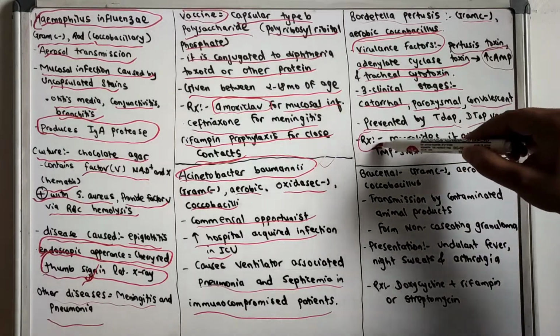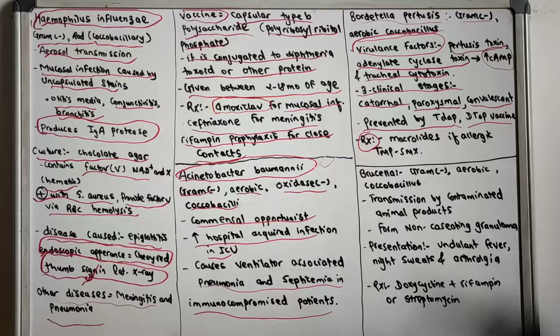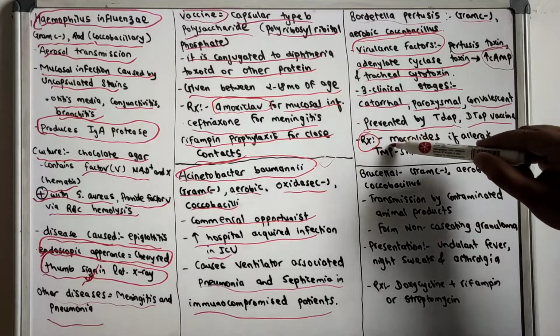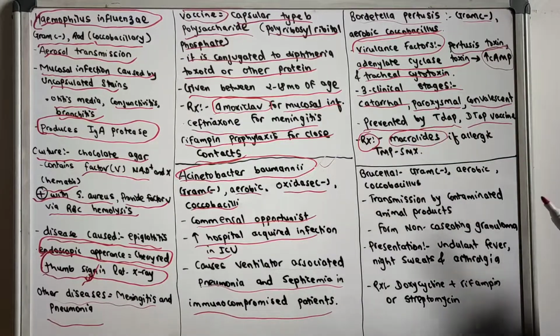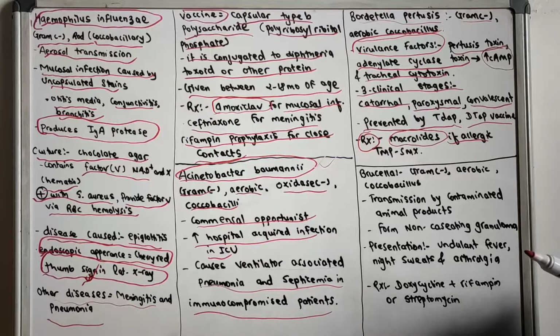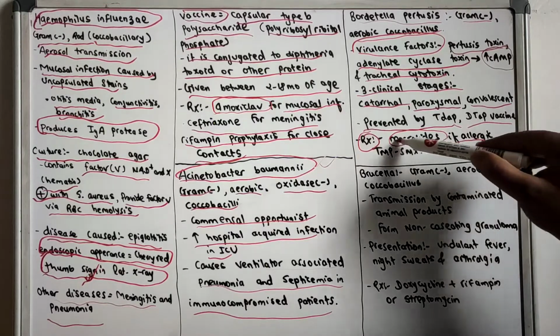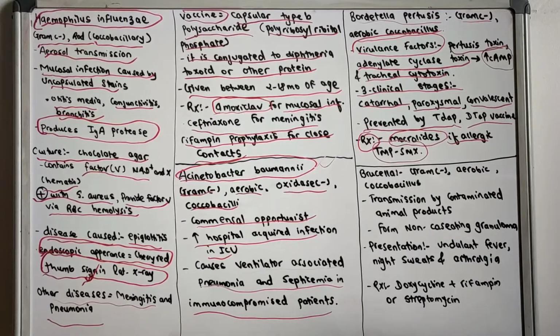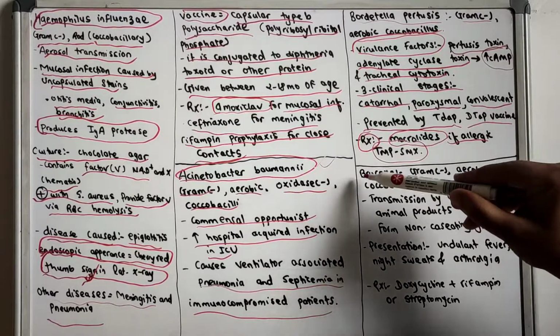So what should we do if there is infection with Bordetella pertussis? We give macrolides like azithromycin or erythromycin, which are the drugs of choice for Bordetella pertussis. If the person is allergic to macrolides, like azithromycin, then we can give trimethoprim and sulfamethoxazole. Now let us discuss Brucella.